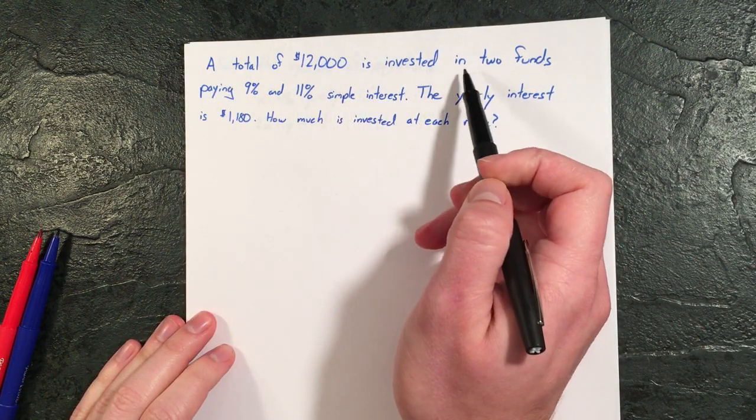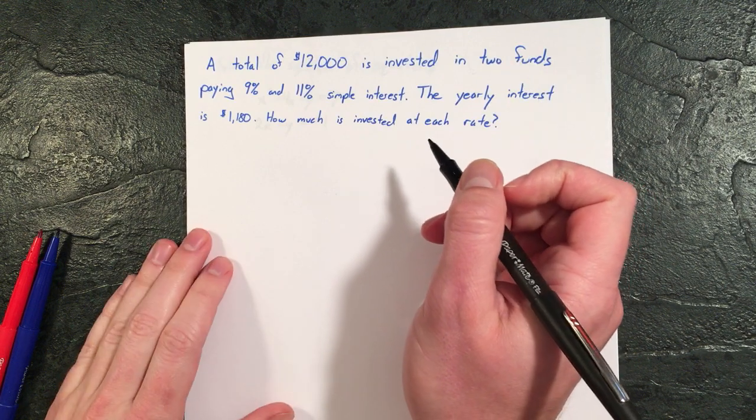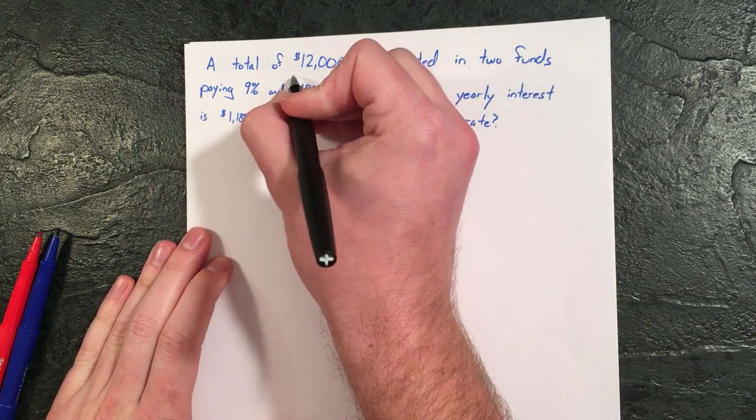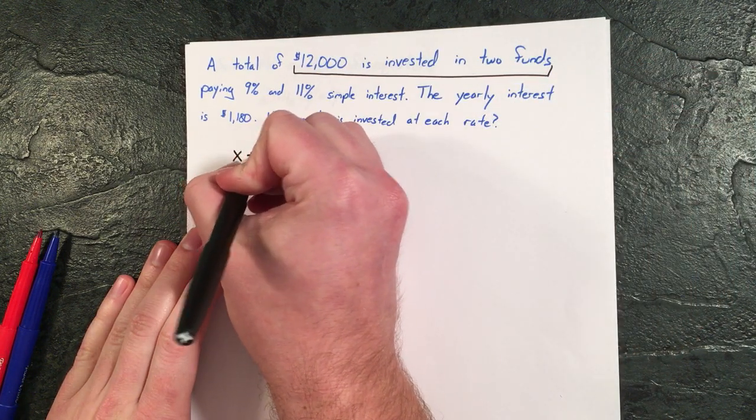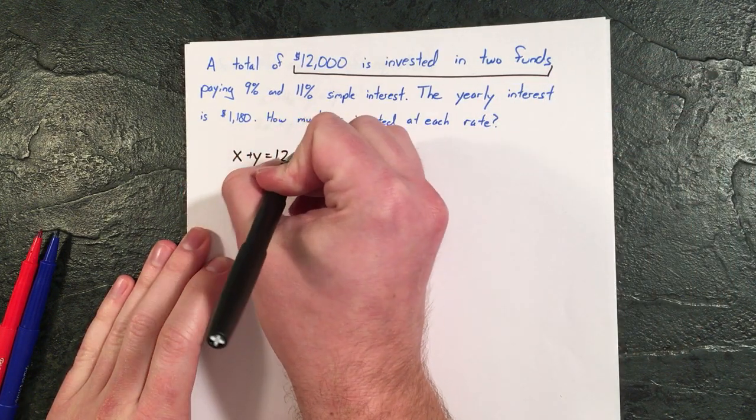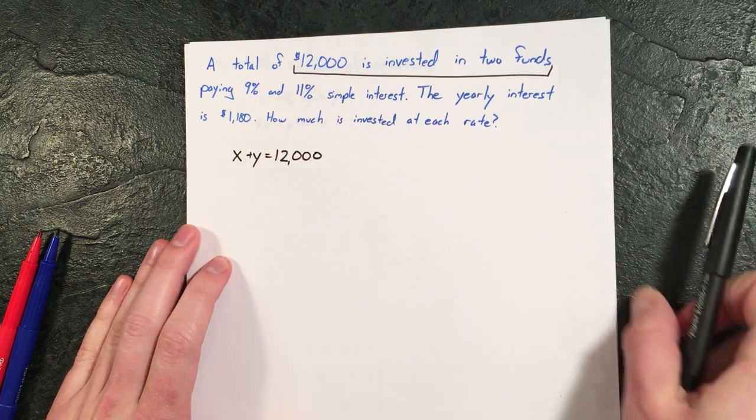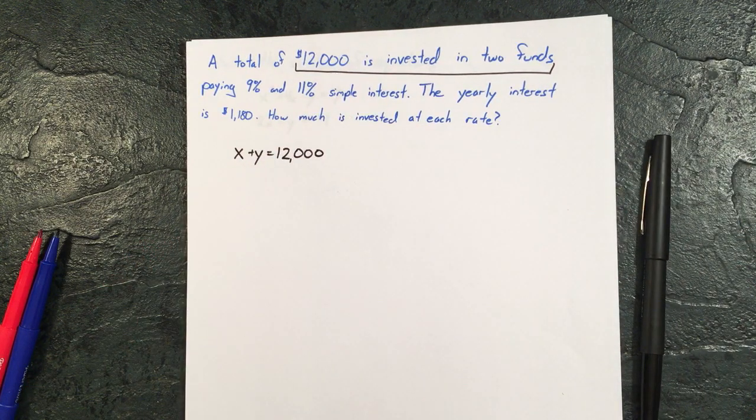A total of $12,000 is invested into two funds. So we can denote this first bit by saying x plus y is going to equal 12,000. Now the next part is that they pay at 9% and 11% simple interest.